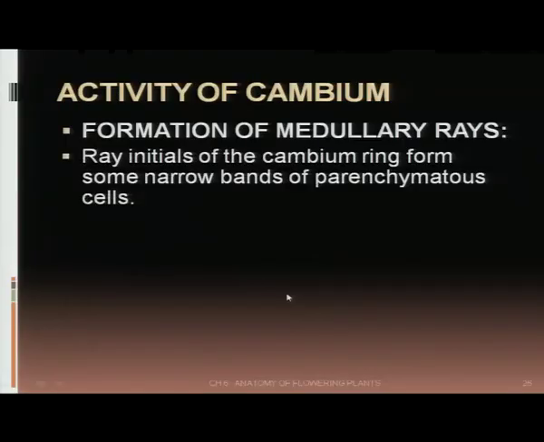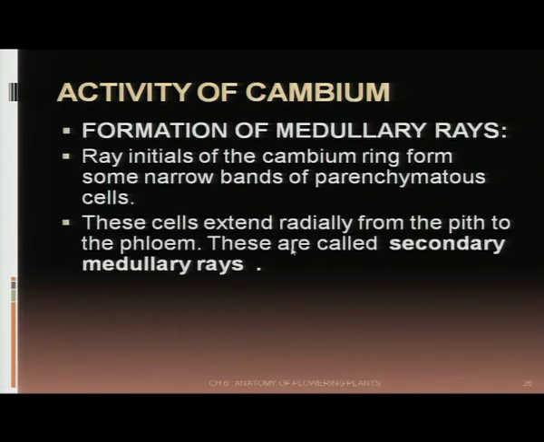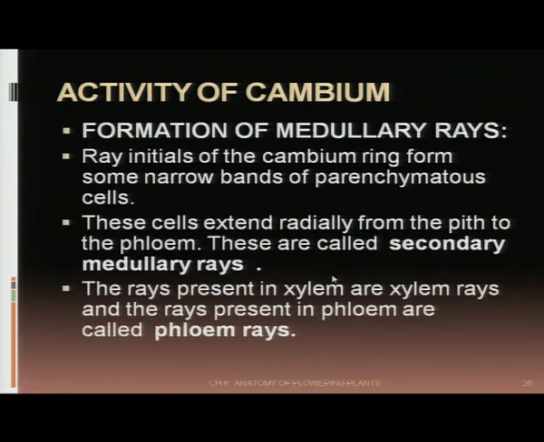So, ray initials of the cambium ring form some narrow bands of the parenchymatous cells. These cells extend radially from the pith to the phloem. These are secondary medullary rays. The rays present in the xylem are xylem rays and the rays present in the phloem are the phloem rays. So, what will happen?